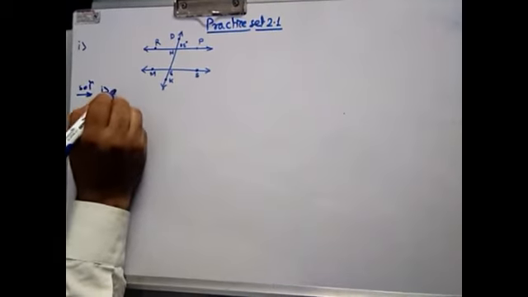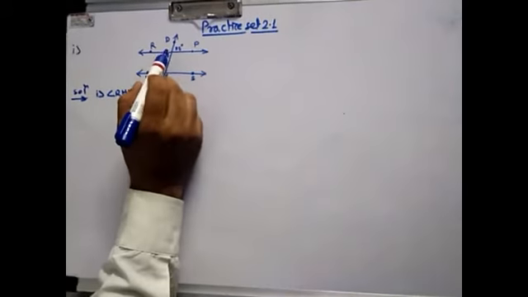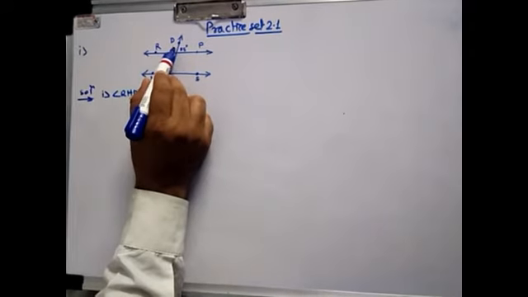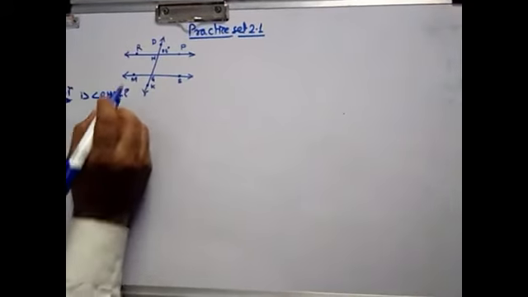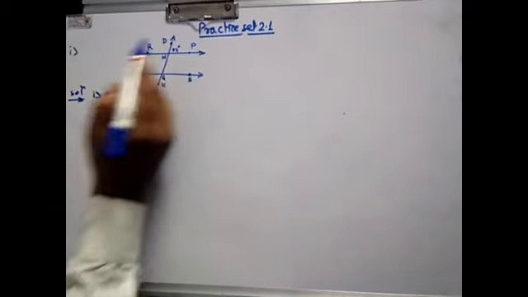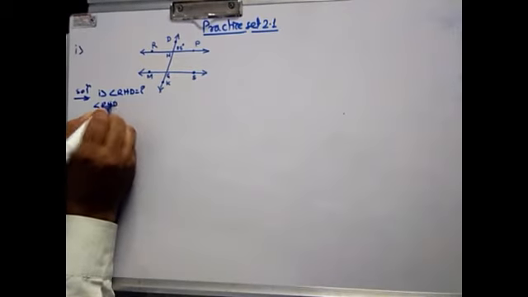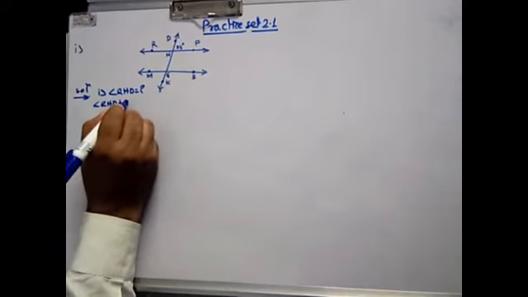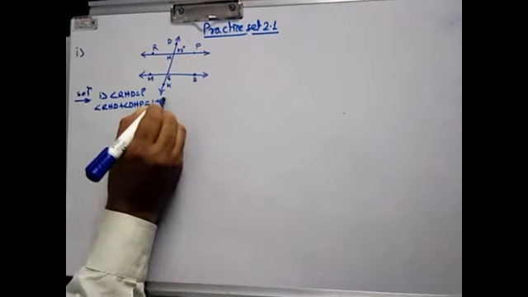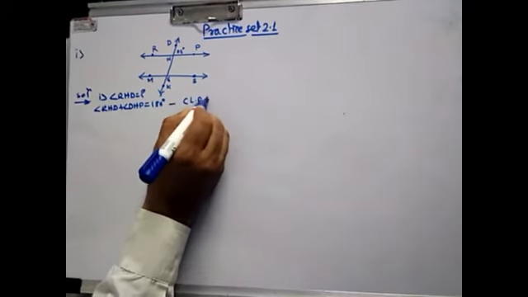First we want to find angle RHD. How do we find that? See, RHD and DHP are a linear pair of angles. So we write here: angle RHD plus angle DHP is equal to 180 degrees. We write down the reason: linear pair angle.